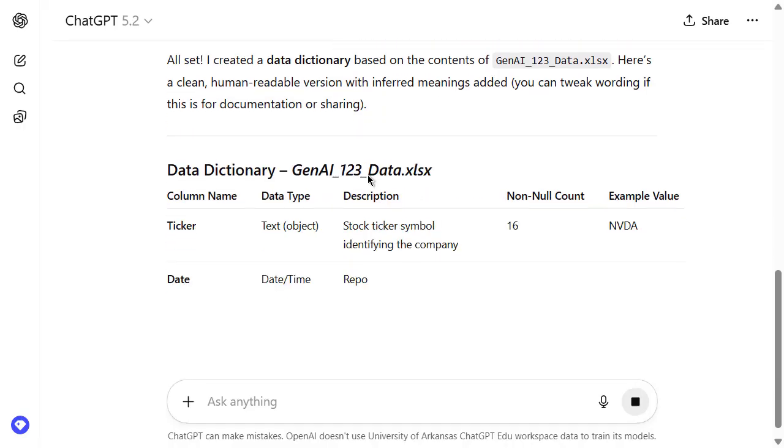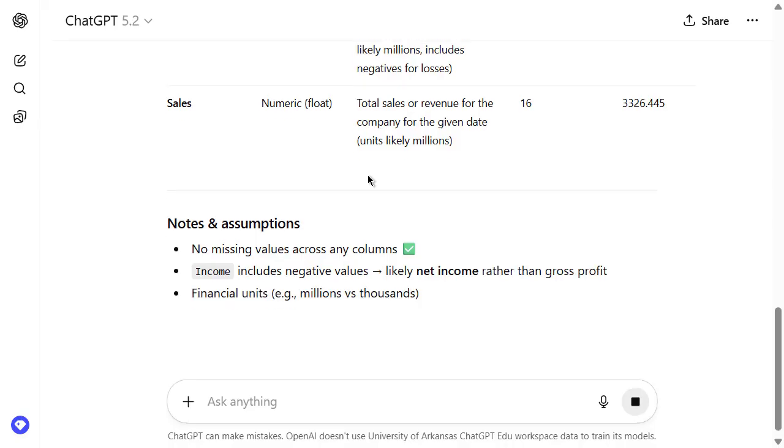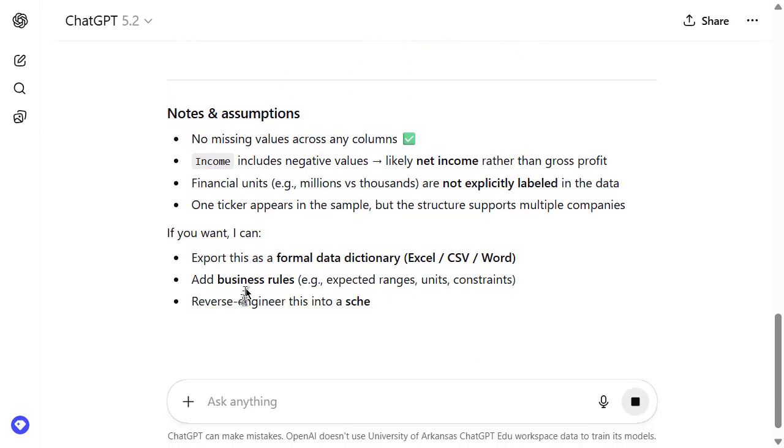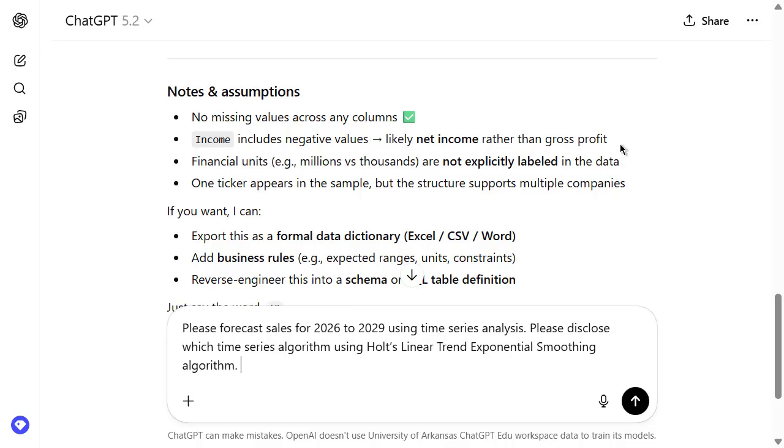So here are the various items: the ticker, the date, the amount of income, and the amount of sales. So it looks like it is what I would expect it to be. And now we're going to ask it to forecast those sales from 2026 to 2029, and we want it to use a time series algorithm. We want to define what it is.